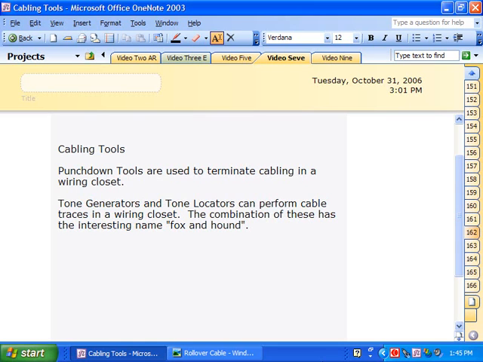I first heard that working with a wiring closet guy, gosh, probably 8 or 9 years ago. He kept saying, well, we got to get a fox and hound in here. And I was laughing. I thought I was taking him seriously because the wiring closet was such a mess. But that's actually what a tone generator and a tone locator combination is, fox and hound. So if you hear someone talking about that, that's what they're talking about.